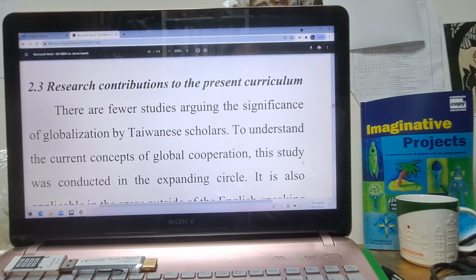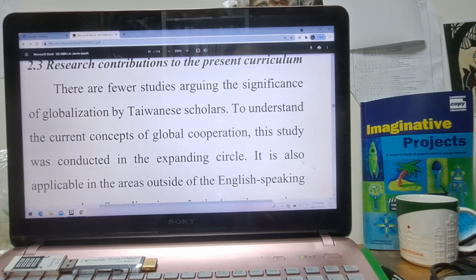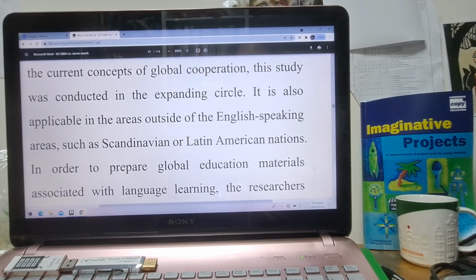Talk about research contributes to present curriculum. There are fewer studies arguing the significance of globalization by Taiwanese scholars and even Chinese scholars. To understand the current concept of global cooperation, this study was conducted in the expanding circle. It is also applicable in the areas outside of English-speaking areas, such as Scandinavian or Latin American nations.